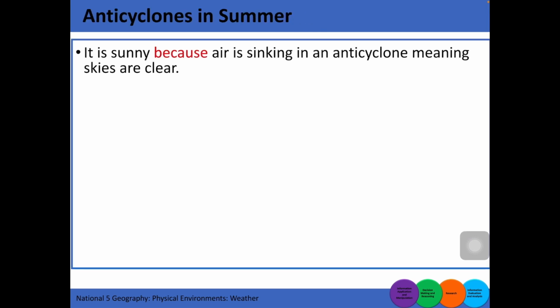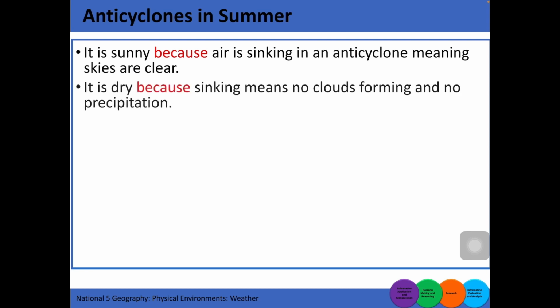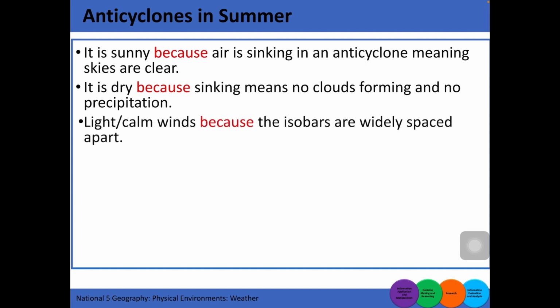So here is our anticyclone in the summertime. Now we know it will be sunny because the air is sinking in an anticyclone, meaning the skies are clear. It is dry in the summertime because sinking air means no clouds are forming and therefore no precipitation. There are light calm winds because the isobars are always widely spread apart in an anticyclone.